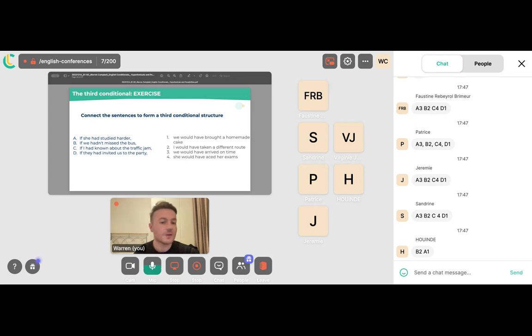And then on the right: we would have brought a homemade cake. I would have taken a different route. We would have arrived on time. She would have aced her exams. It's a good term, aced her exams.